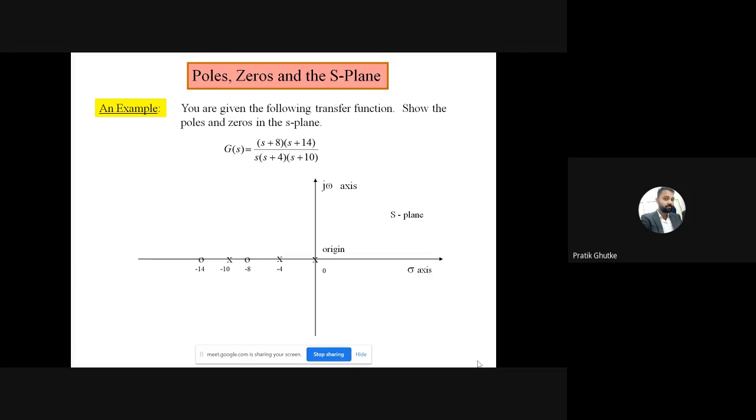So this is the pole-zero mapping on the S plane. In the figure, the j axis, the Y axis, is called the imaginary axis, and the X axis is the real axis. This is your origin, and these are your pole-zero mappings. The pole-zero mapping on the S plane is shown in this figure.